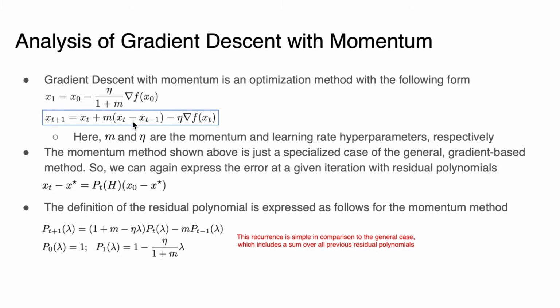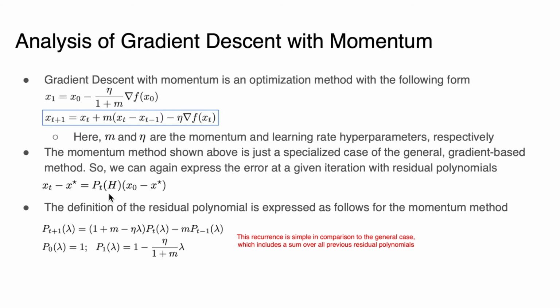One interesting part of this recursion is that it is just a specialized case of our general gradient-based optimization method that we showed previously. As a result, our proof for the residual polynomial convergence, which we express in the equation here, where our error at iteration t is given by a residual polynomial, still holds. So we know that our iterates still satisfy this equation here.